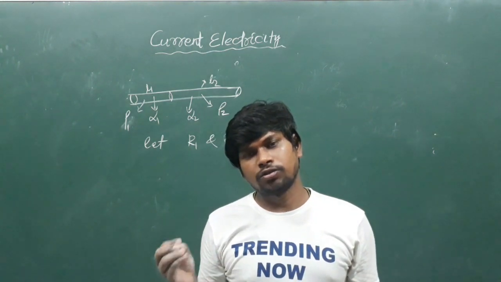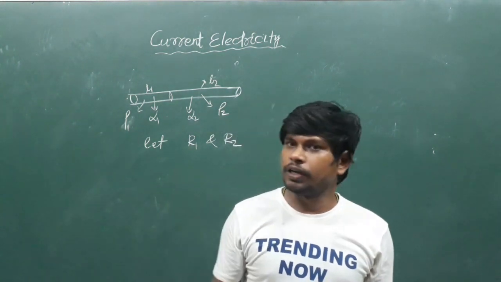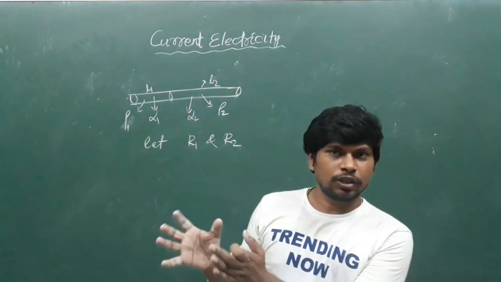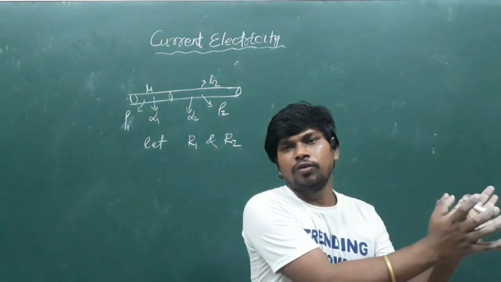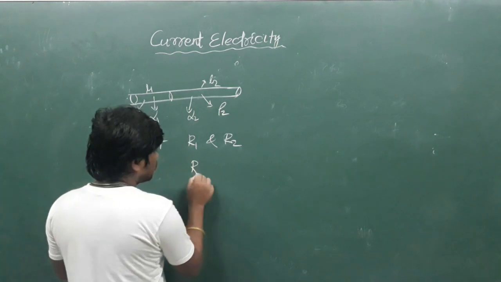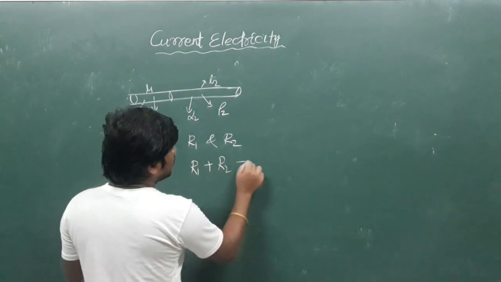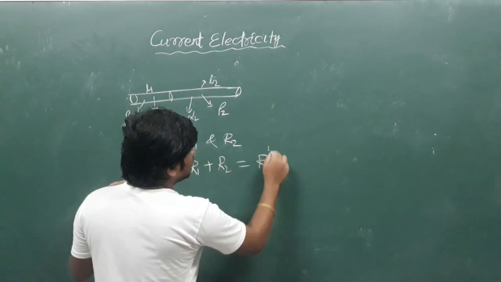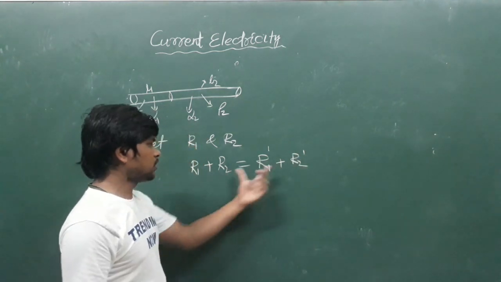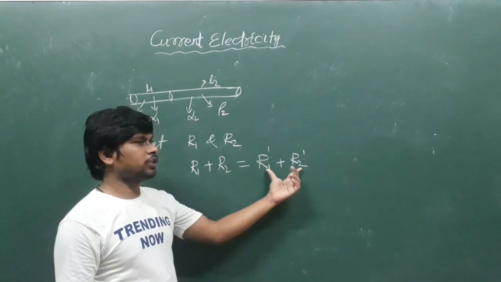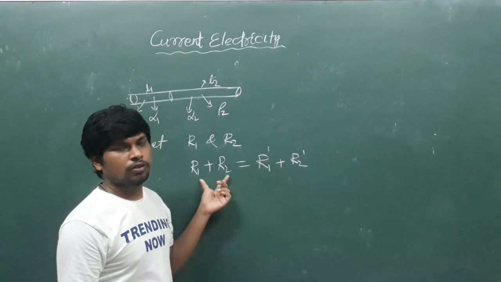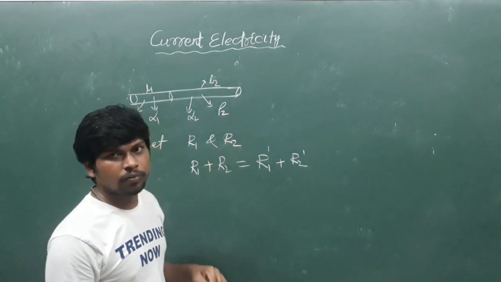Initially, what was the resistance should be equal to the resistance at the final position, because it is independent of temperature. What is the resistance at the starting point? That will be equal to the resistance at the final point. So R1 plus R2 should be equal to the final resistance, R1 dash plus R2 dash. These two resistances should be equal, because it is independent. Even if the temperature is increased, the resistance is the same as the initial resistance. So both should be the same, this should be independent of temperature.